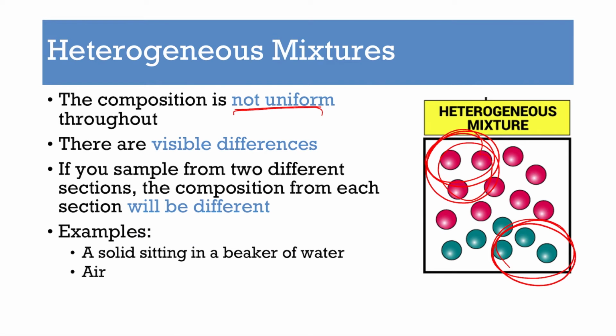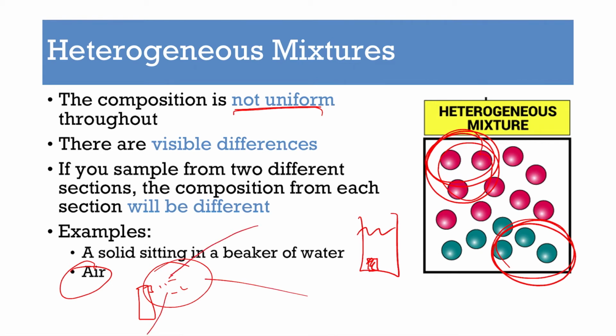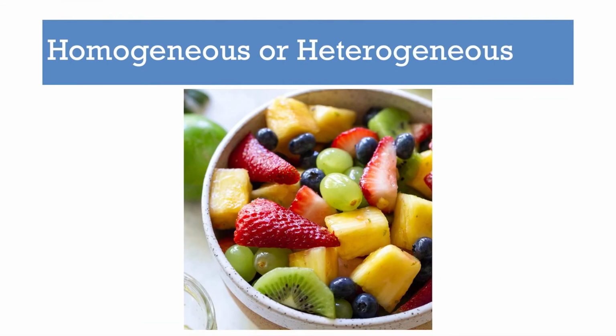So some examples of heterogeneous mixtures are a solid sitting in a beaker of water. So here is your beaker of water. Here is a solid. And air, we said this was homogeneous, and for the most part it is. But if someone sprays perfume, so here's your little perfume bottle, and someone sprays this out, right there it is no longer homogeneous because it's not evenly spread out. Eventually, it will spread out to become homogeneous, but it depends on the situation.